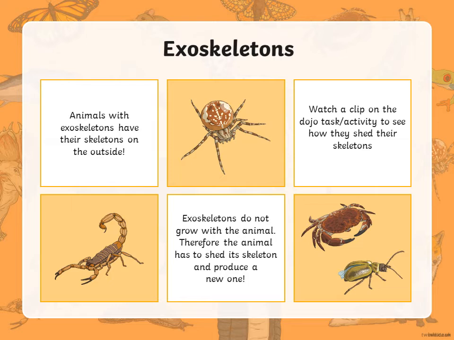Inside it's soft and it shakes off the old hard cover, and inside it grows slightly bigger, and then the outside of it hardens into its new exoskeleton. There is a clip on the Dojo Tasker activity that will show you how a crab sheds its skeleton. There's some more links on there you can click for further research.